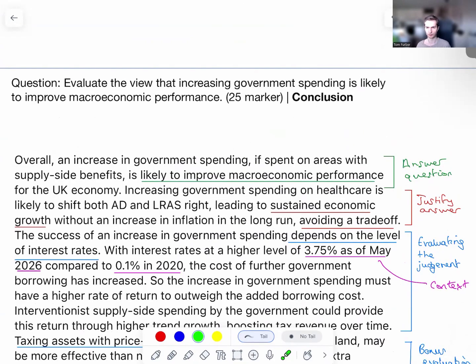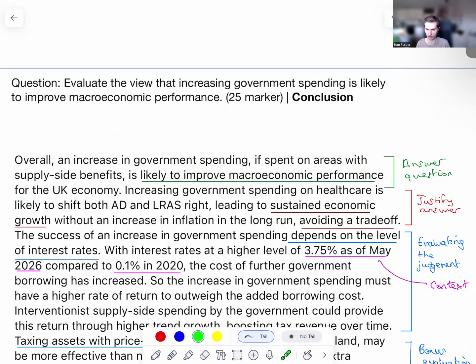Let's conclude. And for the conclusion, remember the question. We want to answer the question using the wording of the question. So I'm going to argue that an increase in government spending, as in the question, if spent on areas with supply side benefits, is likely to improve macroeconomic performance. So I'm using that wording from the question to show I'm answering the question for the UK economy.